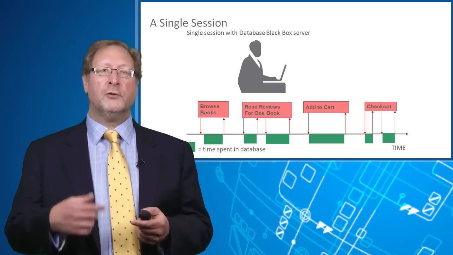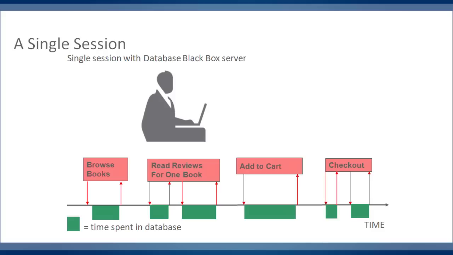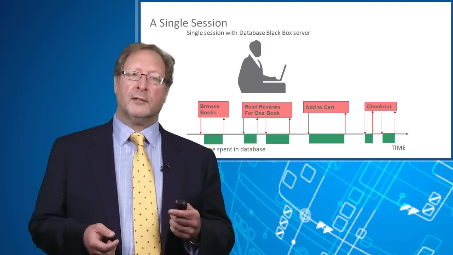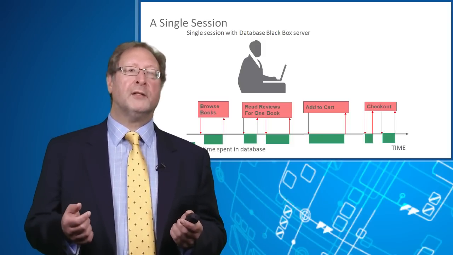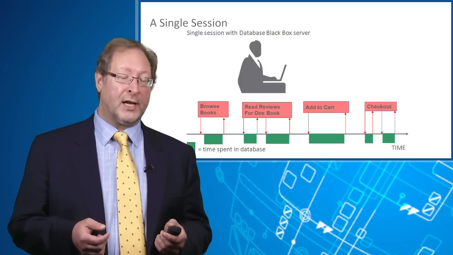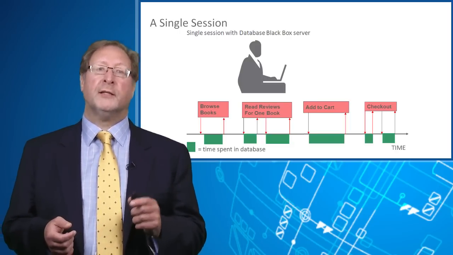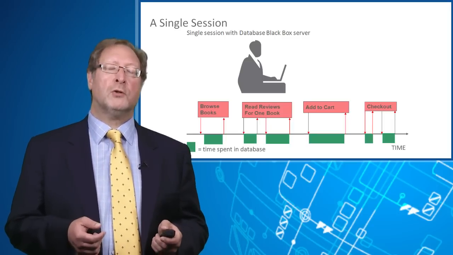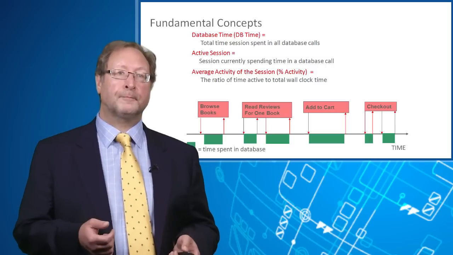After they've read the reviews, they decide they want the book, so they add it to their cart, more operations against the database, and finally they check out. So we can see that the entire length of the black line there represents the wall clock time, elapsed time for the session, and the blocks of green represent the time spent in database calls. So those represent database time.